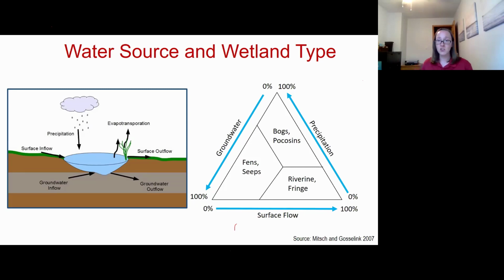And I want to quickly mention that not all of the wetland types in this triangle are found in Iowa, and not all of the Iowa wetlands are found on this triangle. But I'm going to quickly go through three different types of wetlands that we see in Iowa.